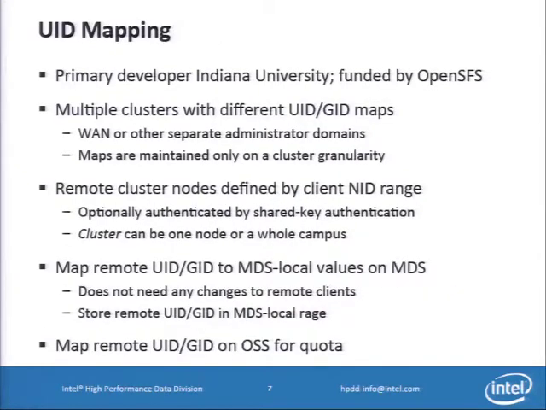Okay. The UID mapping is another feature from them that's also very important. It will allow us to map multiple client clusters on your servers with authentication if necessary and so on, with mapping for the UIDs and GIDs on OSTs to allow quota to work and so on. And we heard about this yesterday as well.